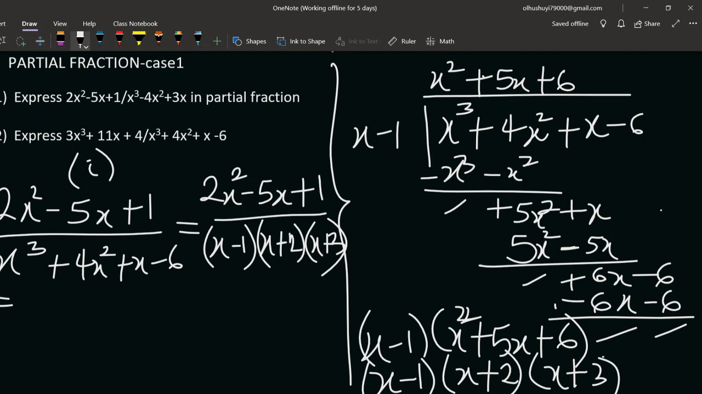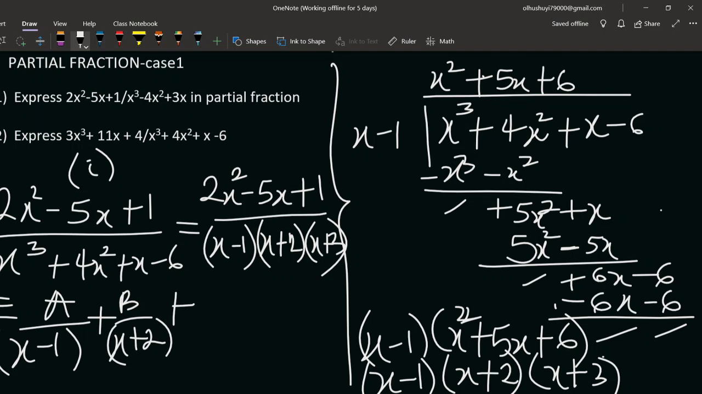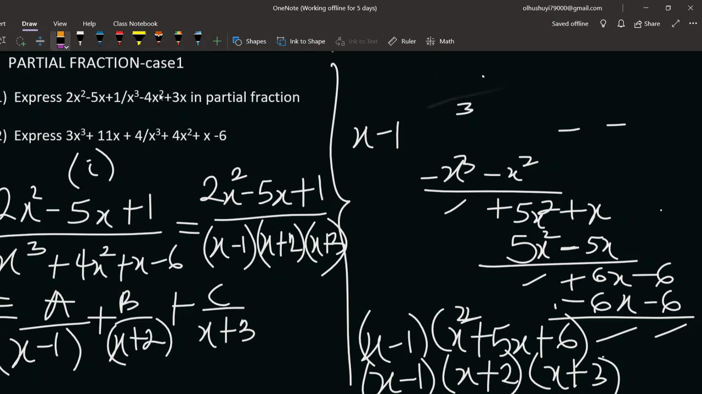So this can be equivalent to, pick each of them, put a value on them. I have a over x minus 1, plus b over x plus 2, then plus c over x plus 3. Then wiping this on the side again, I've gotten something that I need.